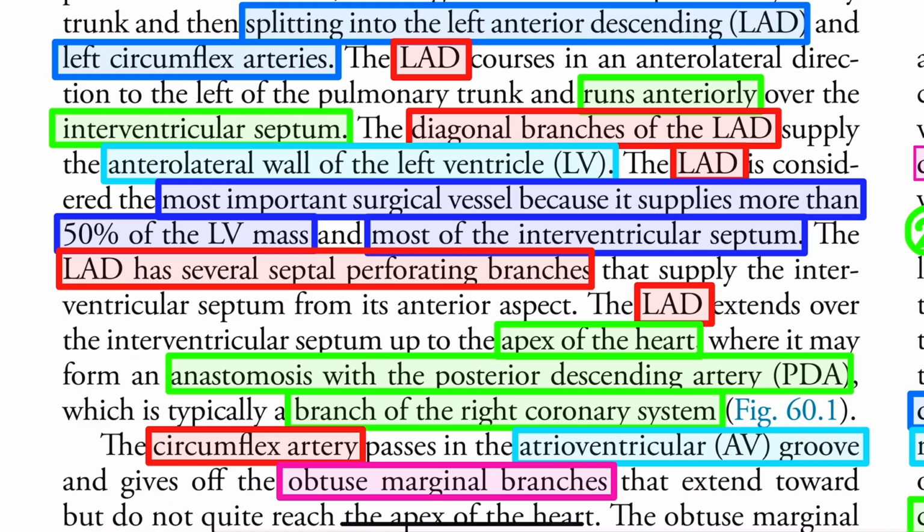Okay, so this LAD runs anteriorly over the interventricular septum. Okay, and it gives 2 branches. This LAD, this one is the diagonal branch. Okay, so the diagonal branch is asked. Okay, and this diagonal branch supplies the anterolateral wall of the left ventricle. Okay, this line is not that important, but at least you should know that the diagonal branch comes from the LAD.